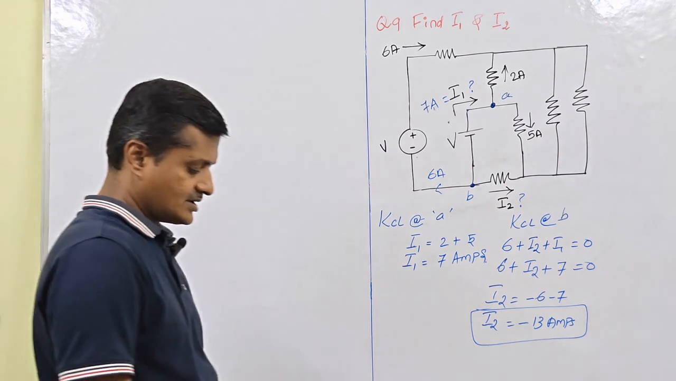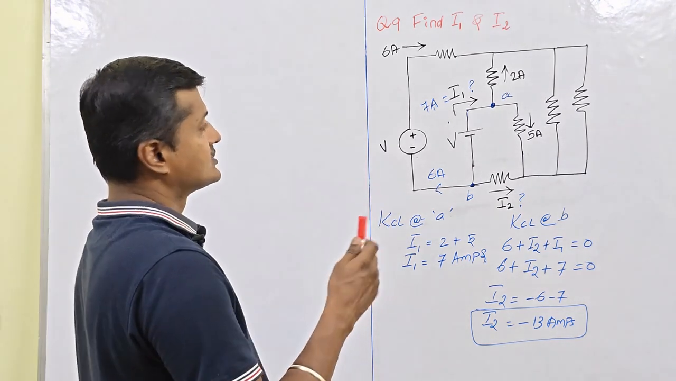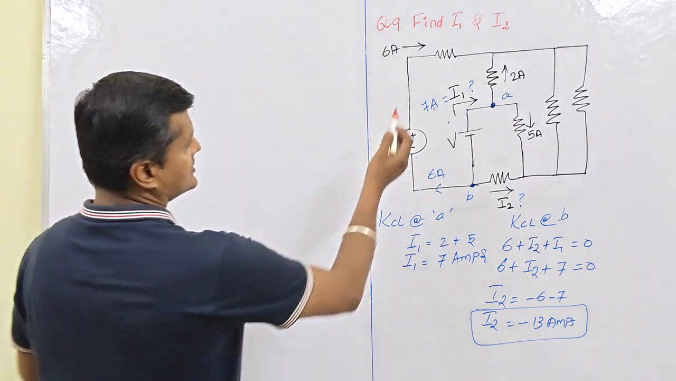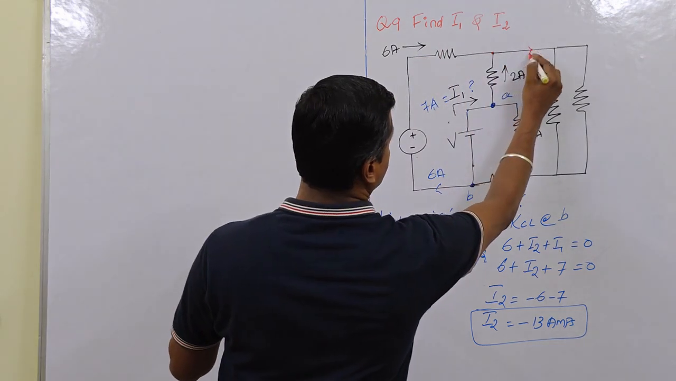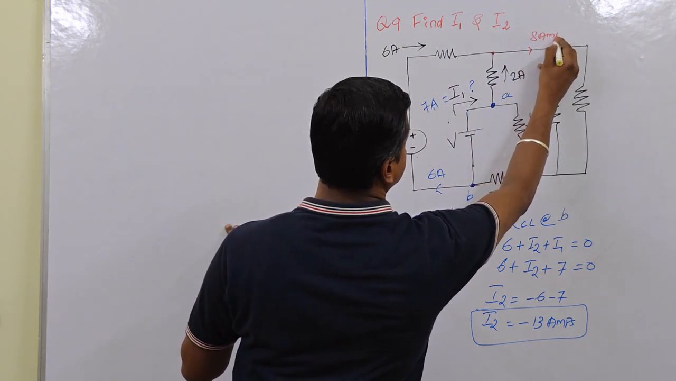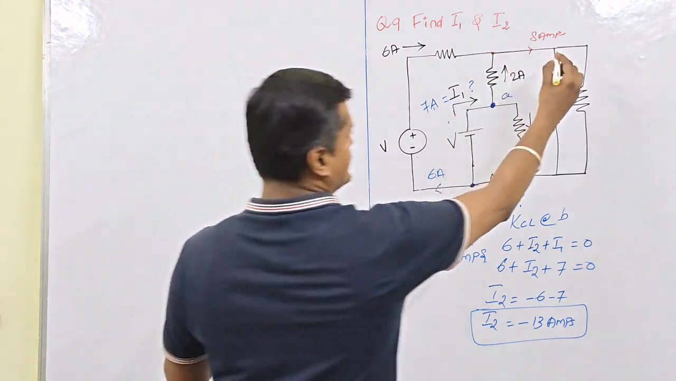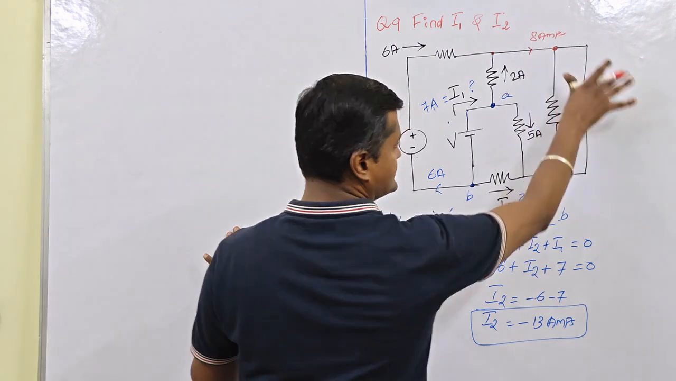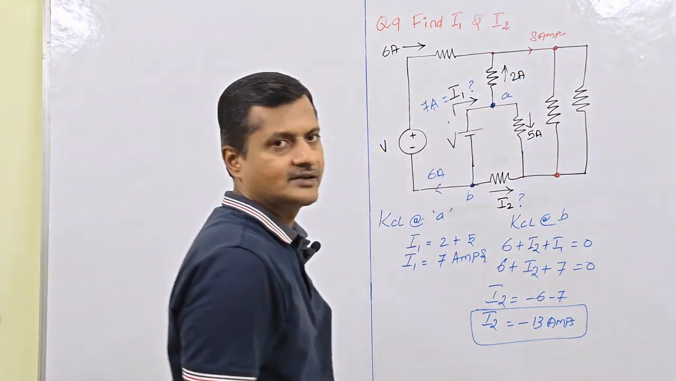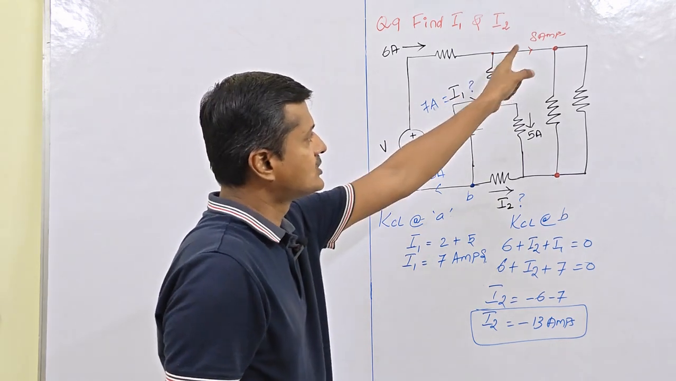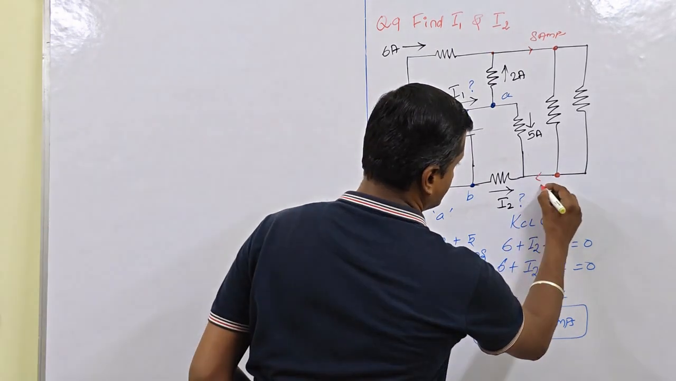We can implement another method. Let us go for another method. In the next method, first here 6 amps, here 2 amps. So 6 amps plus 2 amps, what is the current going through this? 8 amps. The current going through this is 8 amps. So current entering this junction is equal to current leaving the junction. Whatever current enters the same node, that same current leaves. So the current coming here is 8 amps.